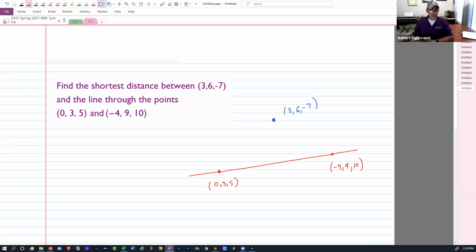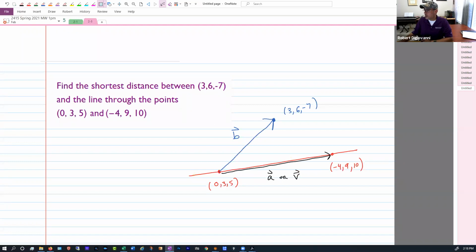So in order to do this, we need 2 things. We need the vector that goes from any point on our line to the point here. That would be our B. And then we need the vector that connects those 2 points together here. This would be our A, or if you'd like, you could call that V because it's also the direction vector of the line. Once you have those, you're ready to go to the formula.